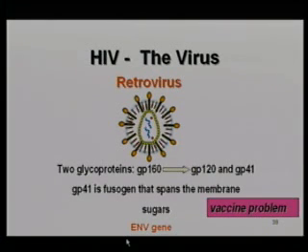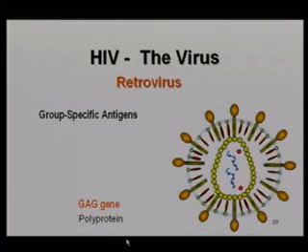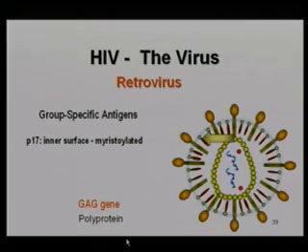vaccine production. And then inside we have these group-specific antigens. We don't really need to know much about them. We just need to know they exist. The reason why I've just put up here in your notes the names of them is that these are the things you see on the Western blot that's done to detect HIV in your patients. So there are these internal proteins that are coded by the GAG gene.